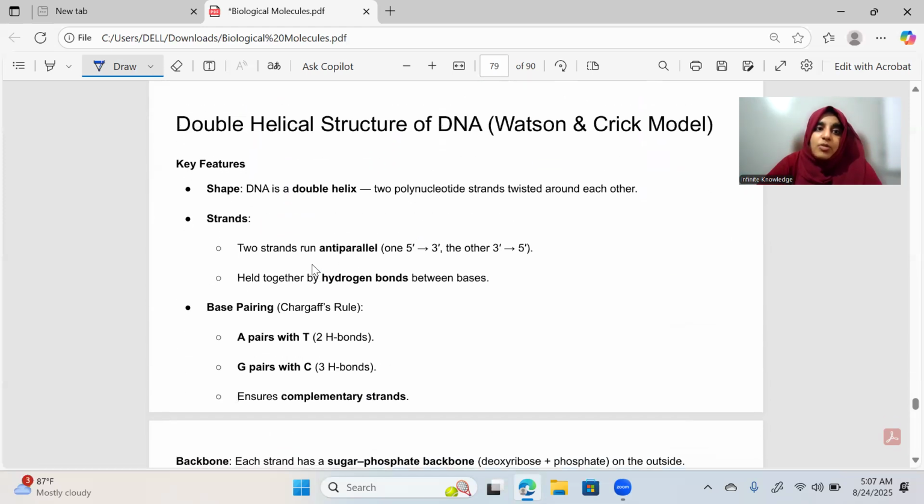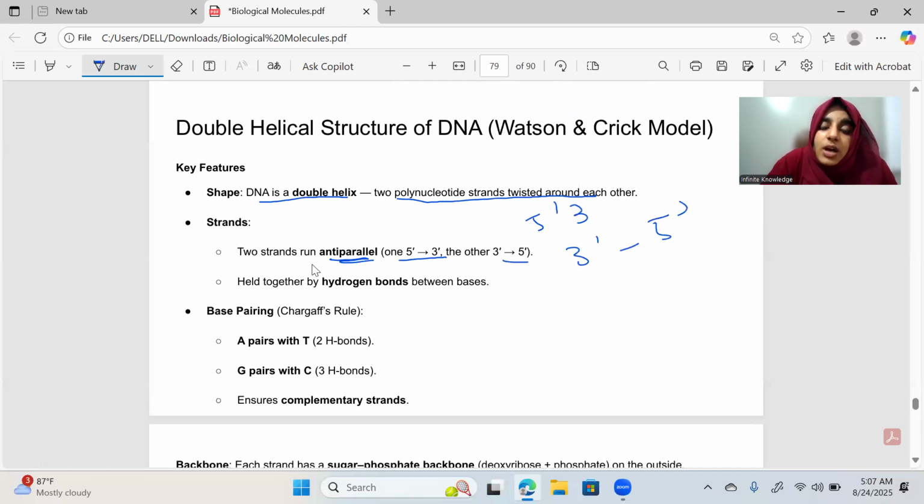Okay, now we move on to the double helical structure of DNA, that is the Watson and the Crick model. Now, what they said is that the DNA is a double helix structure. We all know that two polynucleotide chains are twisted around each other, whereas RNA is a single-stranded structure, DNA is a double-stranded structure. Now, these two strands run anti-parallel. One is in 5 to 3, okay, and the other one is 3 to 5.